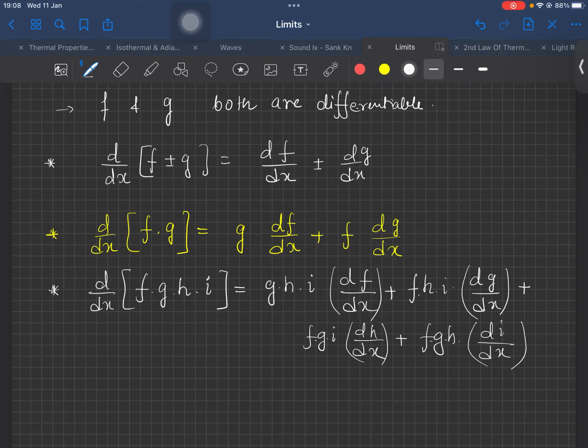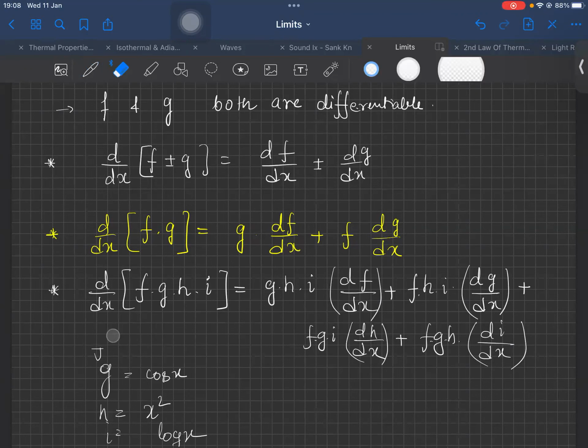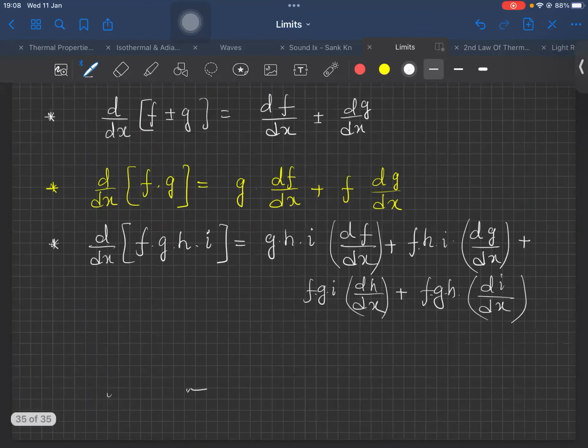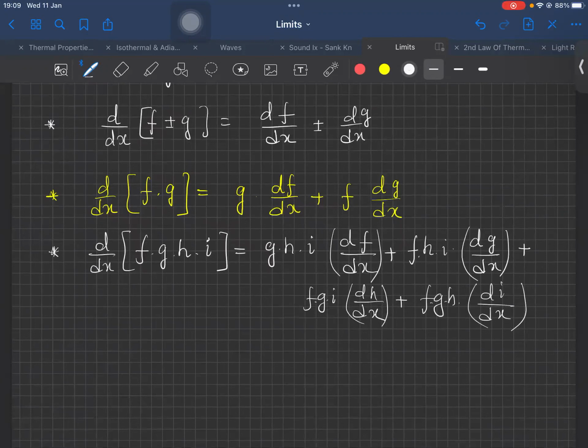All right, understood? Now f can be sine x. Let's say f is equal to sine x, g can be cos x, and h, let's say it is x square, and I is equal to, let's say, log x. So that's how we are going to solve it. So if you know the product rule, you can always find the, which rule? Divisible. What is that called? Quotient rule. Yeah, I forgot. Quotient rule you can always find.